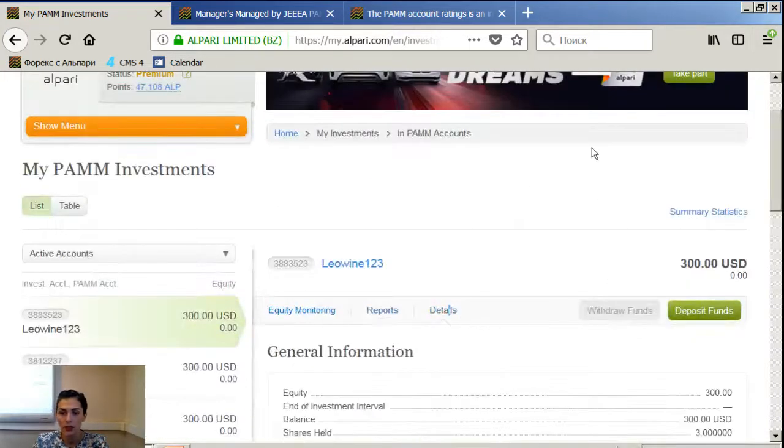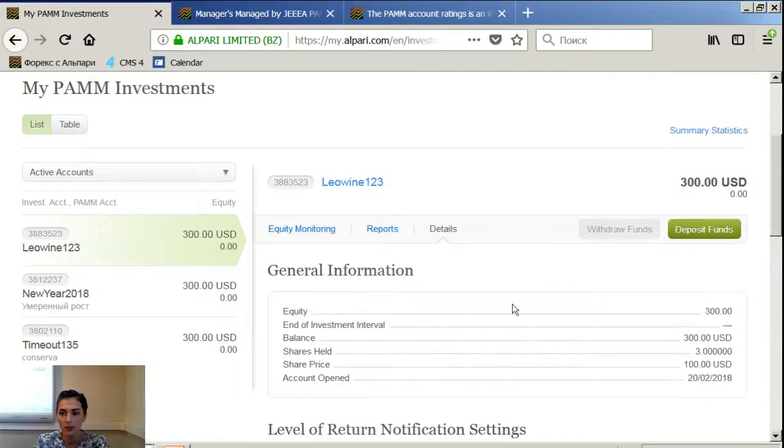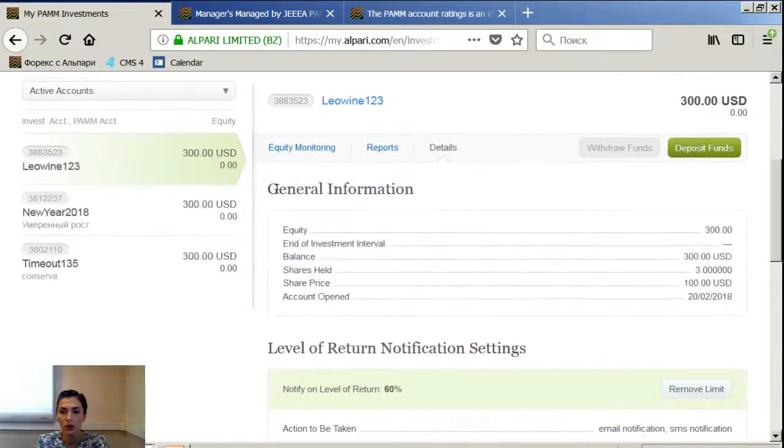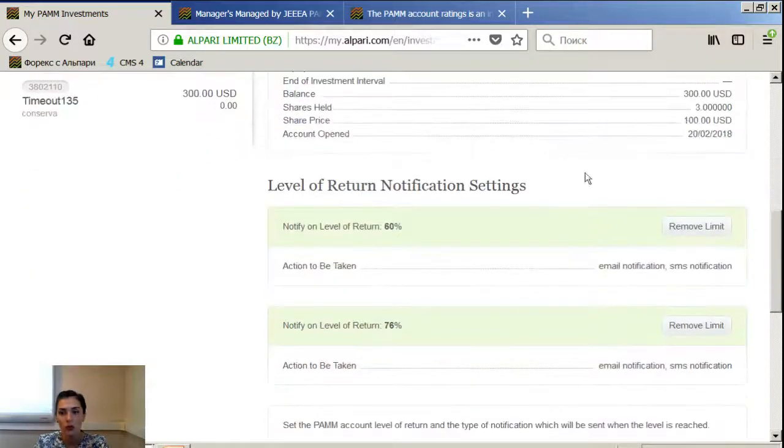And details column, here you can see general information. As we spoke, as you remember, we spoke about equity, balance, share price, shares held, and end of investment interval. Here will be full information about your investment. And also here you can set the level of return notification.